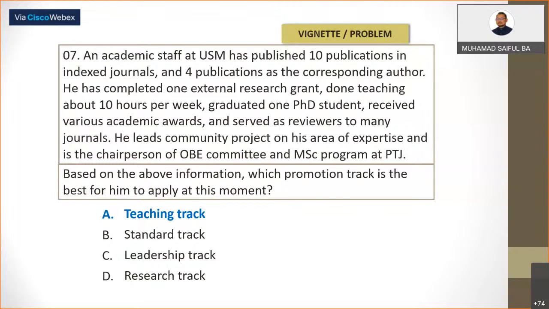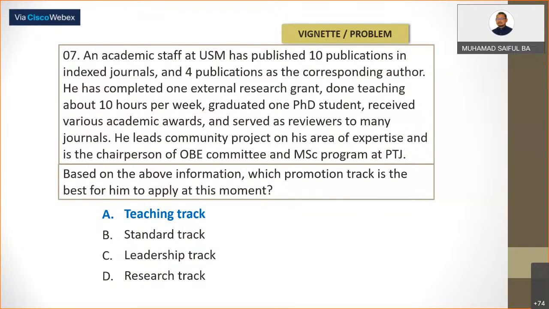Now, let's go to the external grant. For the standard track, research track and teaching track, they all require an external grant, but the requirement is a bit different. For the research track you may need more than one, for the standard track only one, but for the teaching track, at least you are the lead institutional PI for the external grant. So this can support the teaching track, standard track, or research track. Leadership track, maybe.